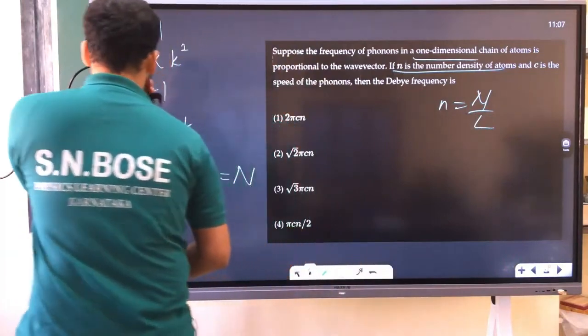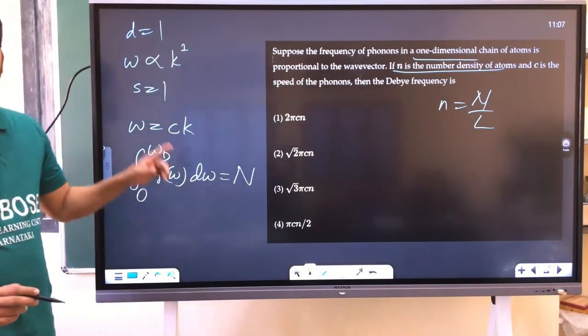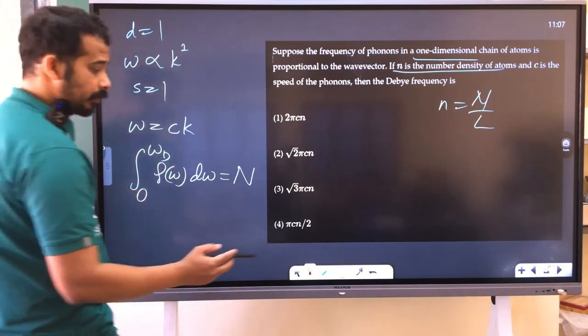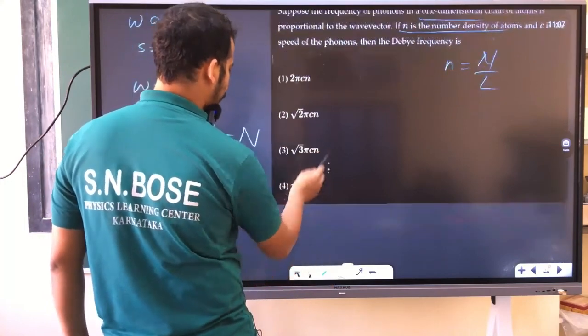Okay, let us do this one. Now look at here. You need to do this one completely. This is the density of states, rho of omega. How do you start?